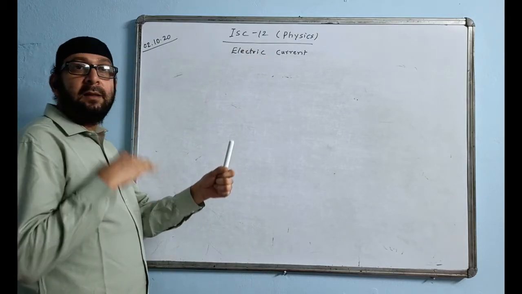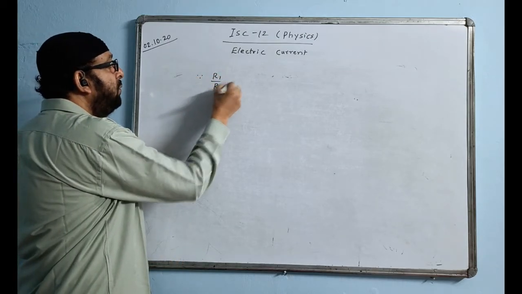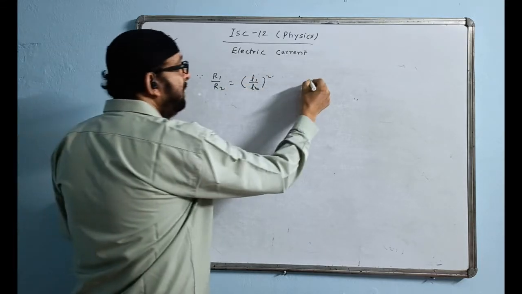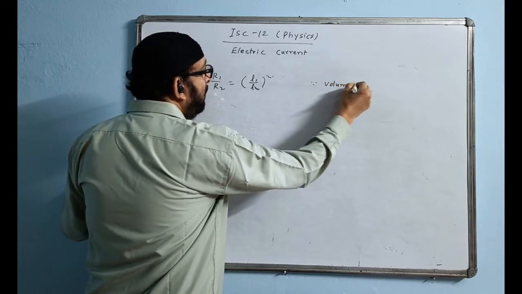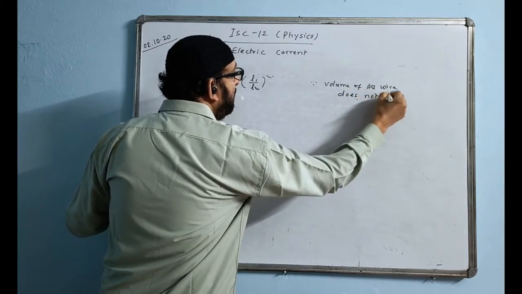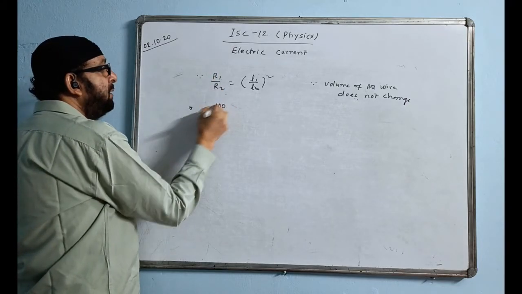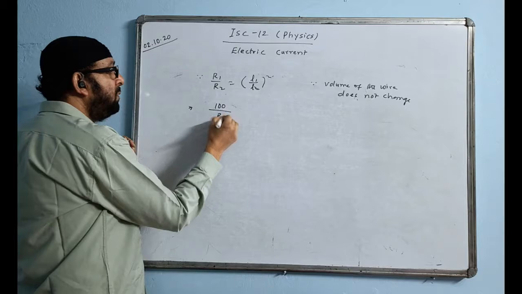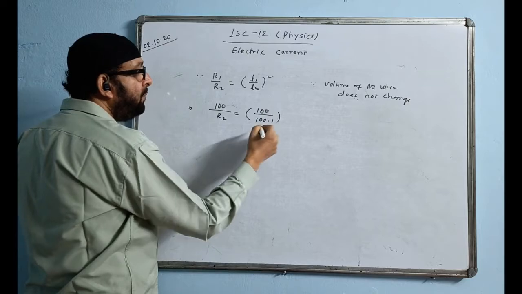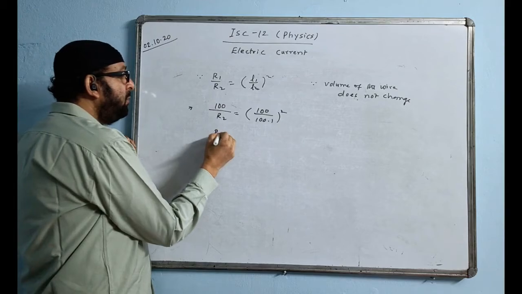Again we are stretching and making the length 0.1% longer. So then we can write a relation directly. We can write, since R1 by R2 is equal to L1 by L2 whole square. You can write here since volume of the wire does not change. Just make a note of this. We will take initial resistance as 100% because the question is talking about percentage. R2 is unknown. Initial length we take as 100%. The new length is 100.1 because it is 0.1% longer, and the square of it. Find the value of R2 from this equation.